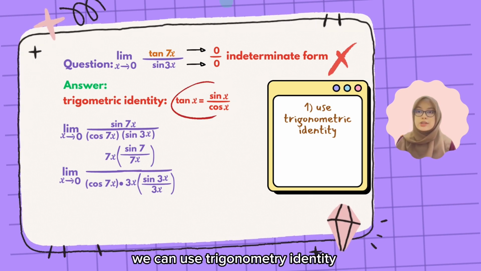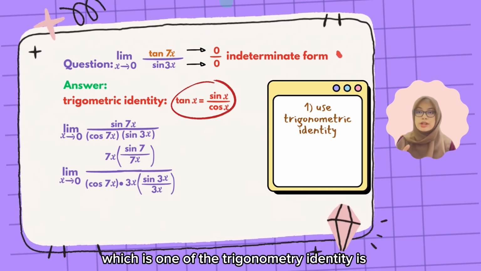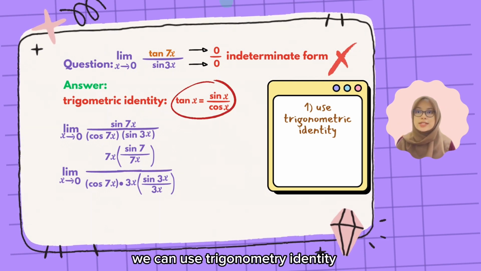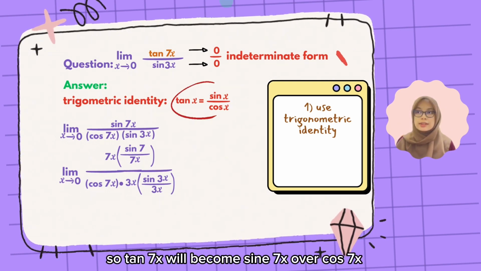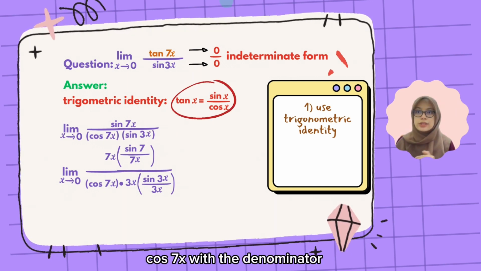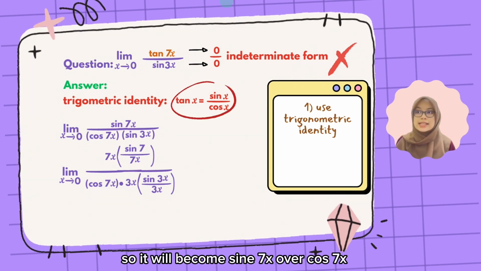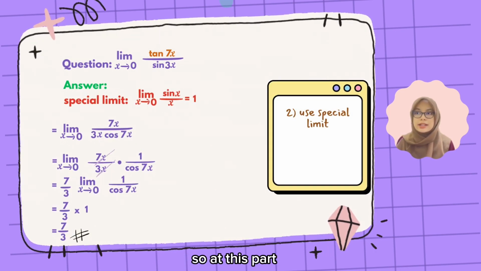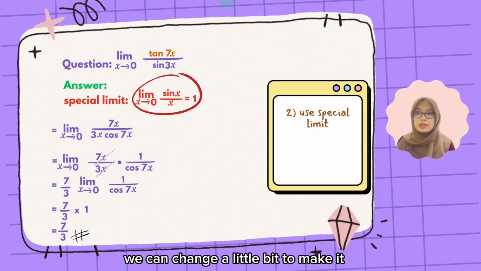What we can do is use a trigonometric identity, which is tan x equal to sin x over cos x. So at this point, we can use the trigonometric identity. So tan 7x will become sin 7x over cos 7x. Next, we can multiply cos 7x with the denominator, so it will become sin 7x over cos 7x multiplied with sin 3x.